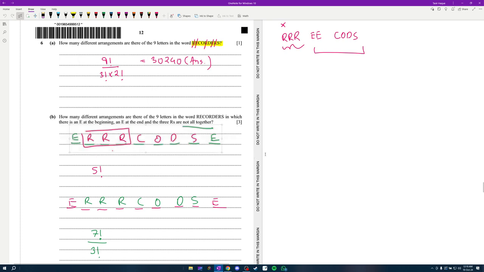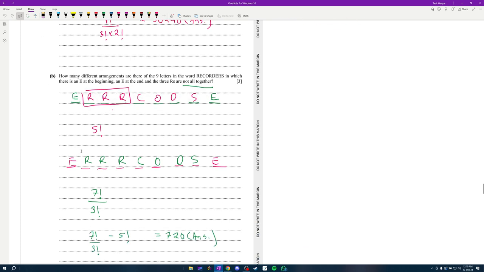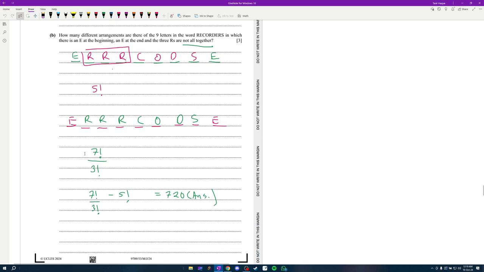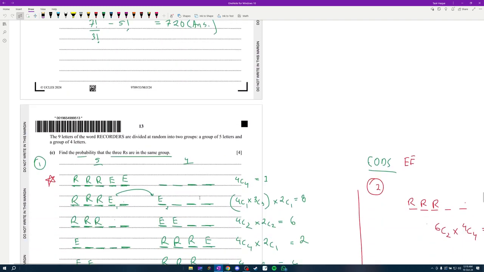So R's together as one unit, and then subtract from the total number of arrangements where the E's are at the ends. So E's at the ends, R's together as a unit, and cods. So 5 units, that's 5 factorial. And here, all arrangements with E's at the ends, that's 7 factorial by 3 factorial. So if you subtract this from this, you will get the answer, 720.